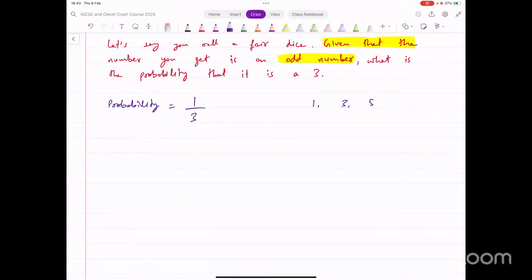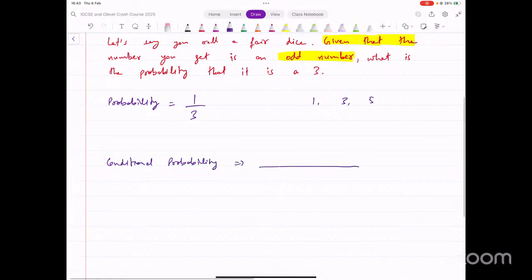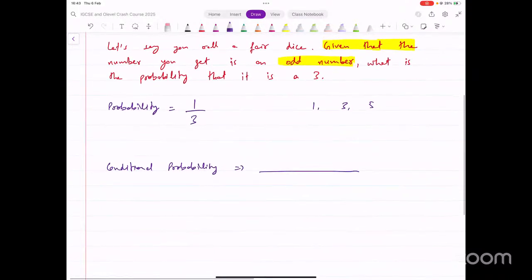So the formula for conditional probability is going to look like this. You will study this in more detail in A-levels later on. For now, you can think of it like this. Conditional probability is going to be like this. In the denominator, you would have the probability of what is given, or the number of possible outcomes for whatever is given. So in the denominator, you need to have what is given. Okay, what's given? It's an odd number. That's what you need to have in the denominator. Okay, in the numerator, you have the probability of both things happening at the same time.